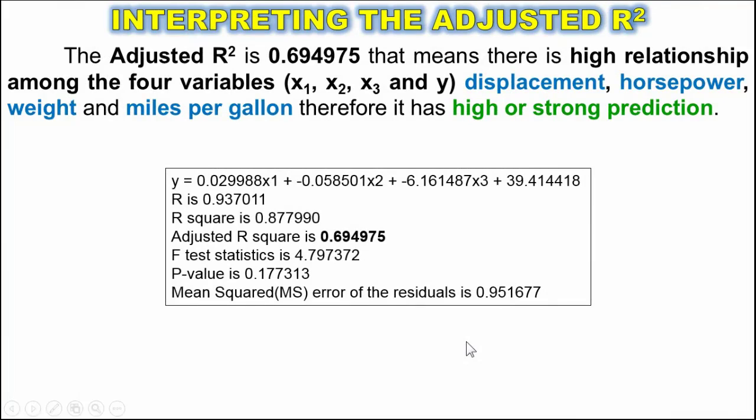The adjusted coefficient of determination r squared computed is 0.694975. That means that there is a high relationship among the four variables x sub 1, x sub 2, x sub 3, and y, or the cylinder displacement, horsepower, weight, and miles per gallon. Therefore, it has high or strong prediction.